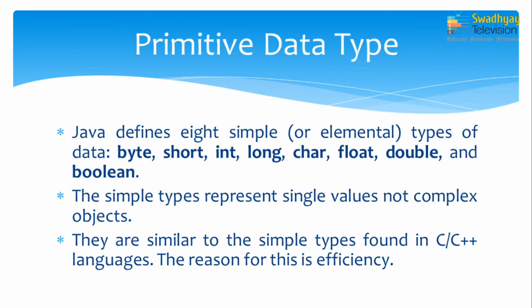Float and double are called floating point data types, character is used to store characters, and boolean is used to store a value which is either true or false, and it generally represents some conditional expression. The simple types represent single values and not complex objects. They are similar to simple types found in C and C++. Why are these not represented as objects? The reason is that to improve performance, all these simple types are implemented to accept a single value and not as objects.